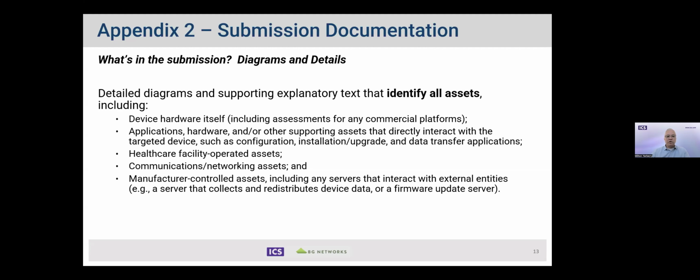So the environment that it's going into, and of course, communications and networking assets. So if you're leaving the hospital environment and going remote, and then, of course, well, not of course, something that's often overlooked is manufacturer controlled assets, including servers that interact with external entities. So any, what I used to think of as back office systems receiving the data that are low risk and normally not thought of as part of the product, but that now should also be considered.